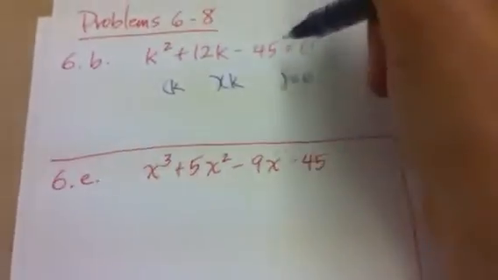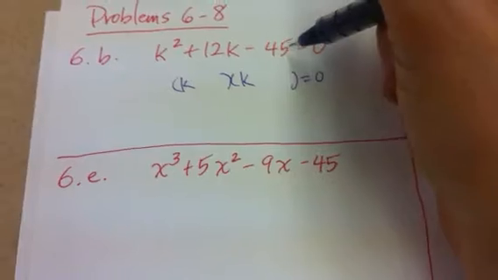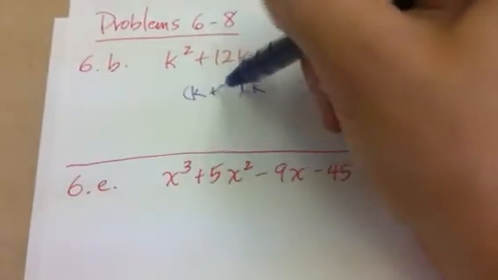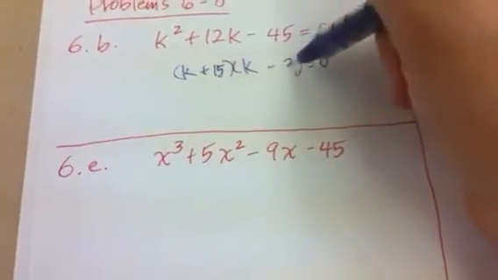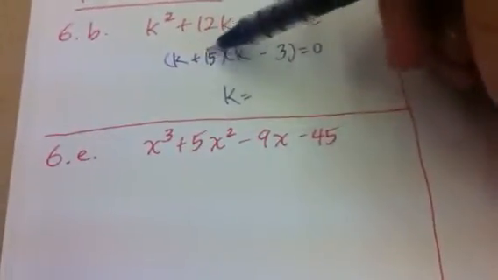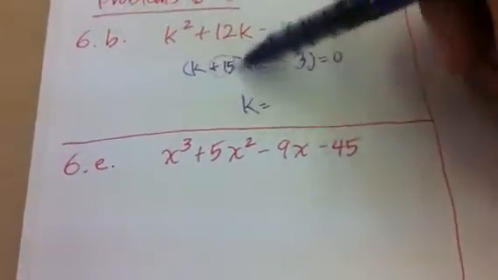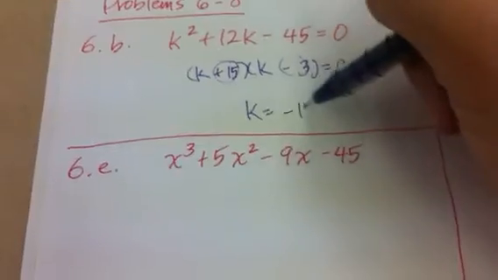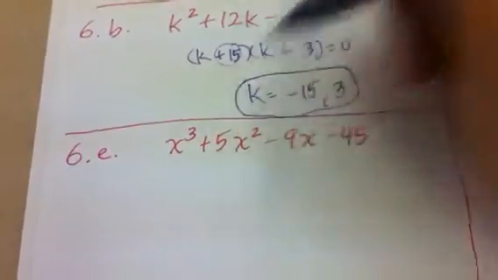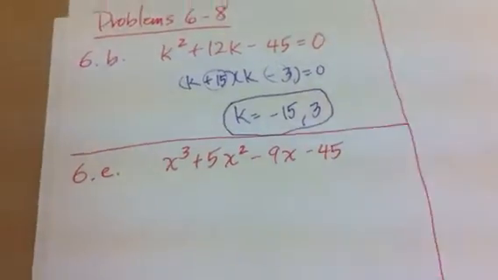And this is the one where you say, okay, what two numbers will equal 45 when I multiply and equal 12 when I add? So I have a positive 15 and a minus 3. Well, remember when you're finding the value for k, you want to do the inverse or the opposite of the number in the parentheses. So the opposite of positive 15 is negative 15. The opposite of negative 3 is positive 3. So that's it for your values of k.